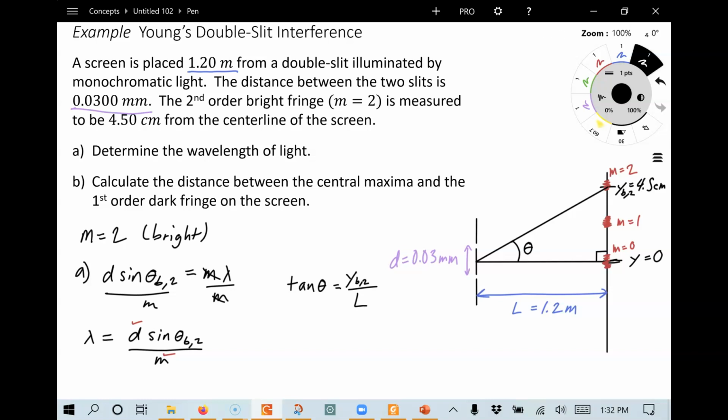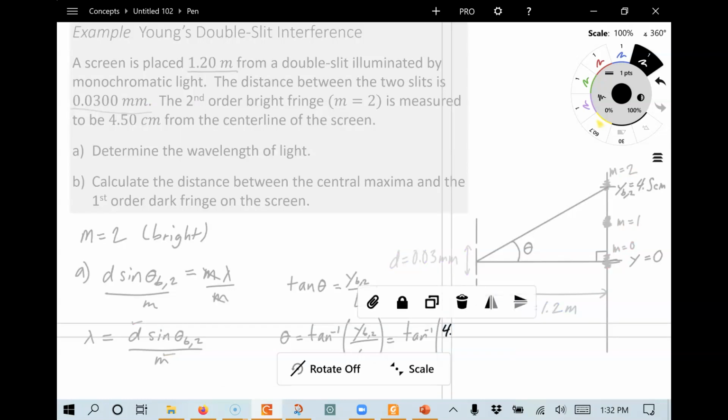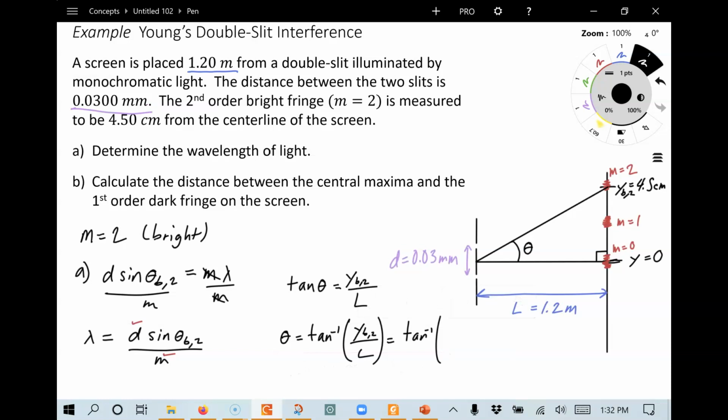And to calculate theta, that's going to be the inverse tangent of these things. And we just need to put those numbers in. So this is 4.5 centimeters. Now I need to get consistent units, which is important here since they need to cancel. So 0.045 meters divided by L, 1.2 meters. Good, our meters are canceled. That needs to be dimensionless.